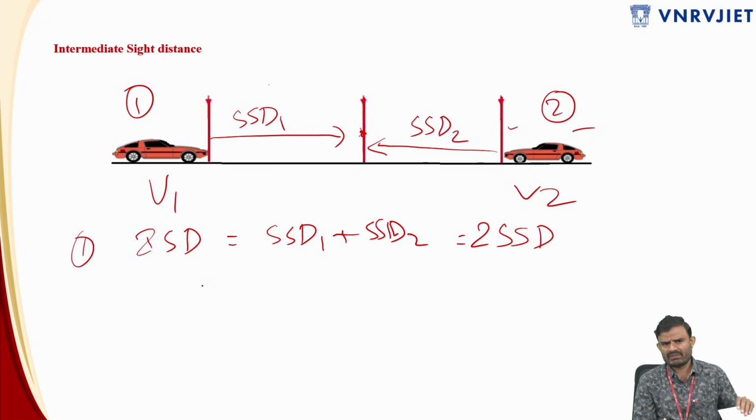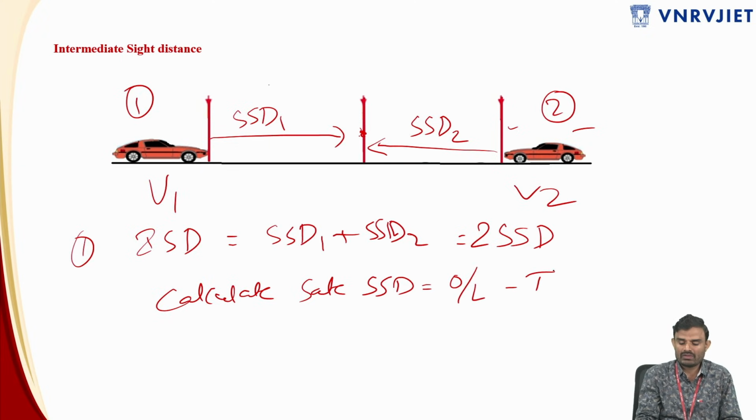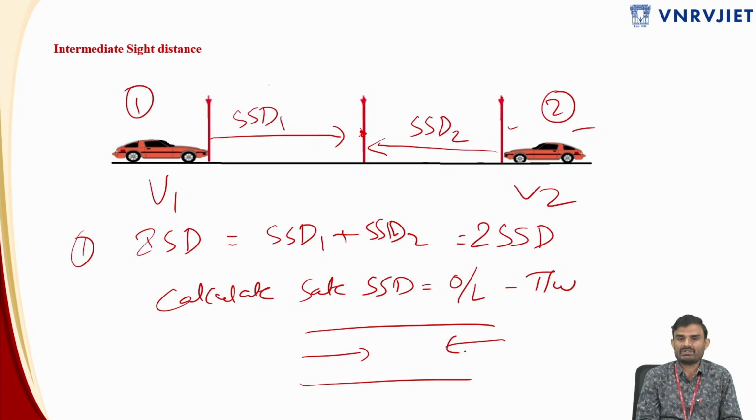This condition is very, very important. What will be given is, calculate safe SHD. It will not be given as ISD. Calculate safe SHD on one lane two-way traffic. If it is a single lane carriageway and it is two-way traffic, then only will the vehicle be coming in the opposite direction. As a result we get the safe SHD. Of course, safe SHD is equal to 2 times SHD, which is nothing but ISD.